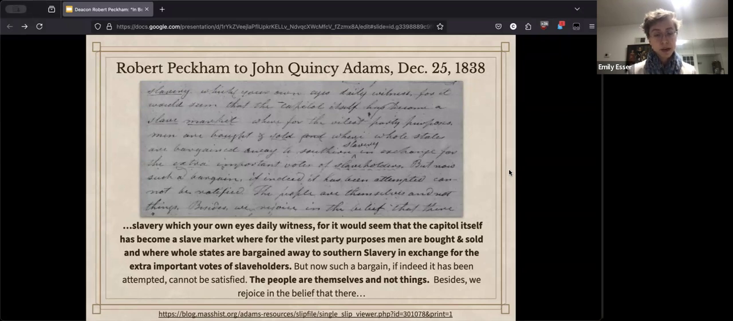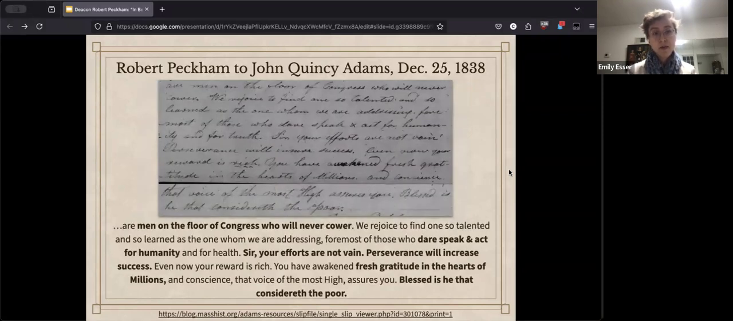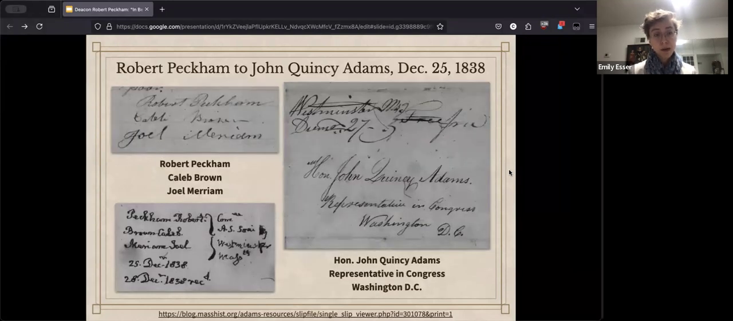Besides, we rejoice in the belief that there are men on the floor of Congress who will never cower. We rejoice to find one so talented and so learned as the one whom we are addressing, foremost of those who dare speak and act for humanity, and for health. Sir, your efforts are not vain. Perseverance will increase success. Even now, your reward is rich. You have awakened fresh gratitude in the hearts of millions, and conscience, that voice of the Most High, assures you: Blessed is he that considereth the poor. Robert Peckham, Caleb Brown, Joel Merriam.